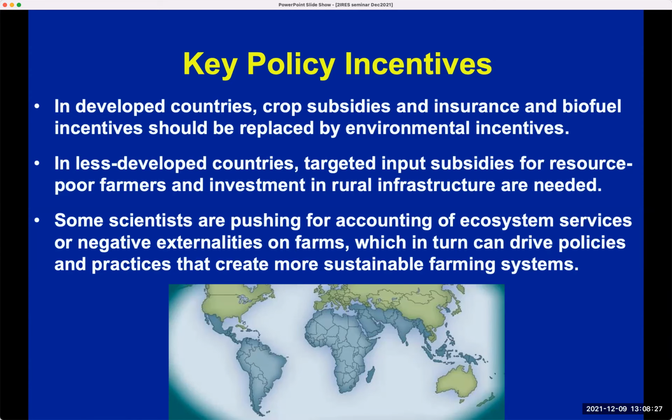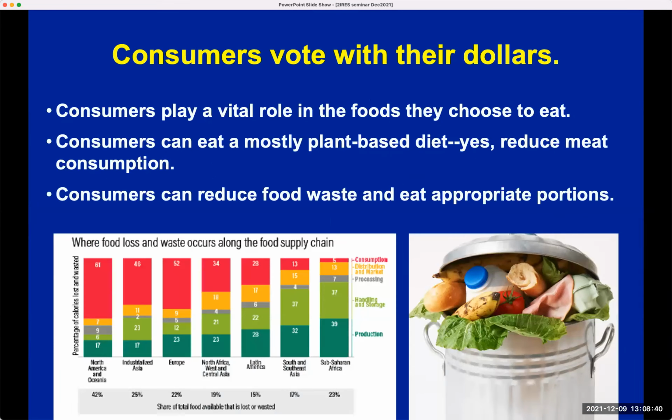And then some scientists are pushing for using ecosystem services or negative externalities, or even both, to drive policy and create more sustainable farming systems. Okay, great. Now, that's really 50%. I'm only going to spend a couple of slides on the consumers.